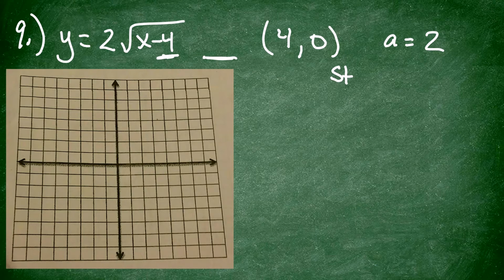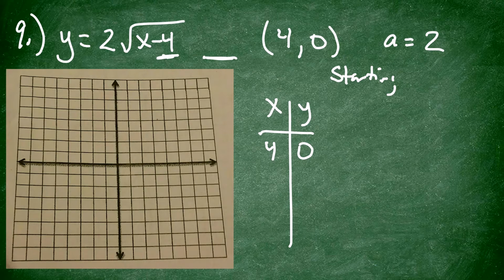Now, it's a starting point because it's a square root. So make my xy chart. I put 4, 0 to start. Now, to get my next points, I say h plus 1, that's 5. H plus 4, that's 8. H plus 9 is 13.